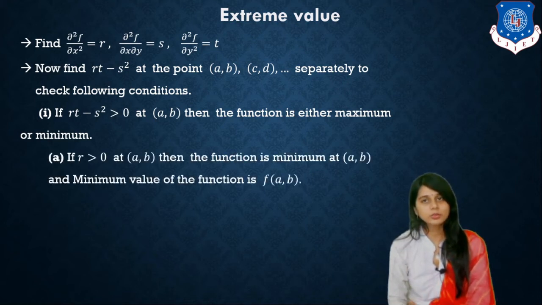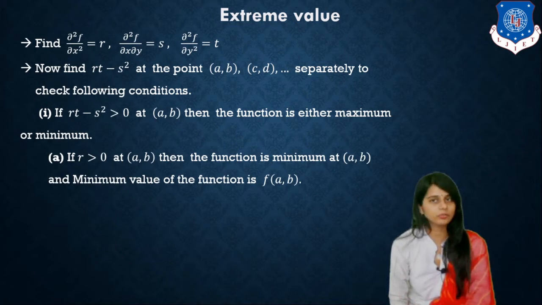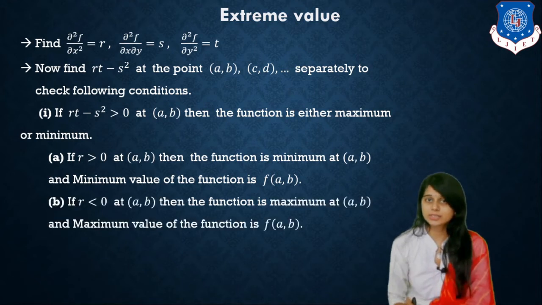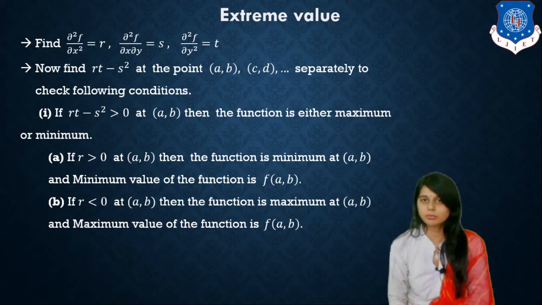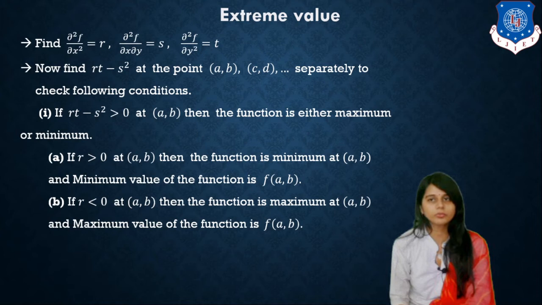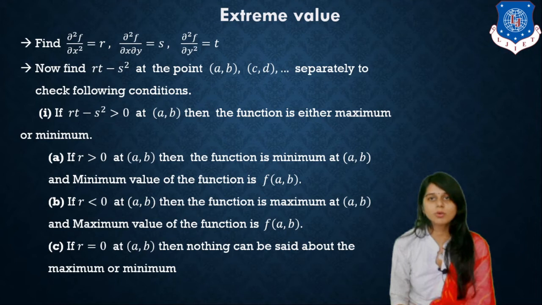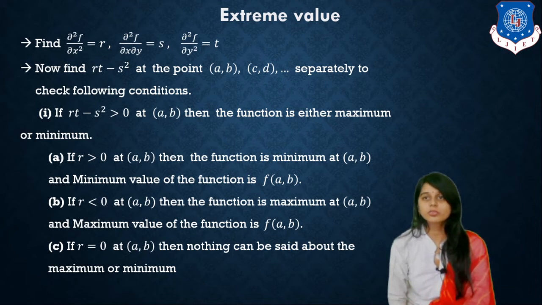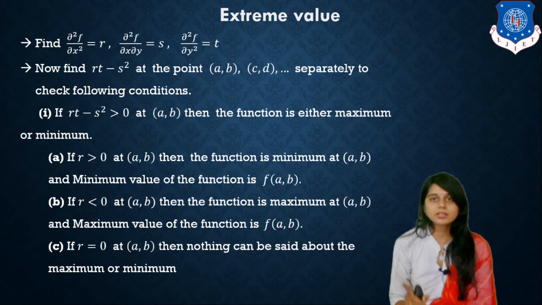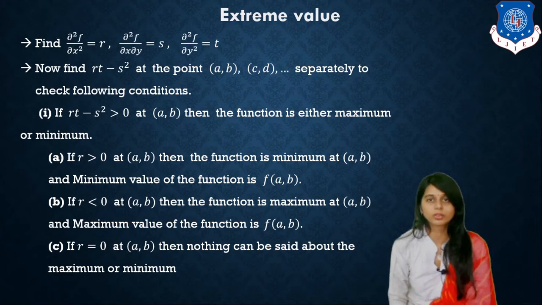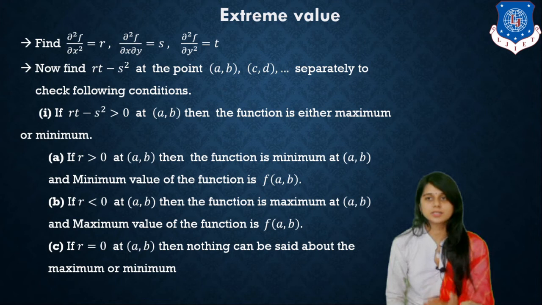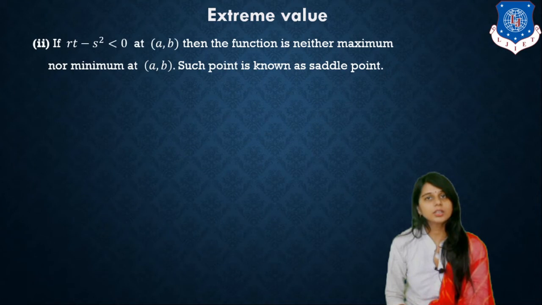If r is greater than 0, then the function is minimum at (a, b) and the minimum value is f(a, b). If r is less than 0, then the function is maximum at (a, b) and the maximum value is f(a, b). If r equal to 0, then nothing can be said about the maximum or minimum. This is the condition for rt minus s square greater than 0. If rt minus s square is greater than 0, then check these three conditions. After that, we take the second case.